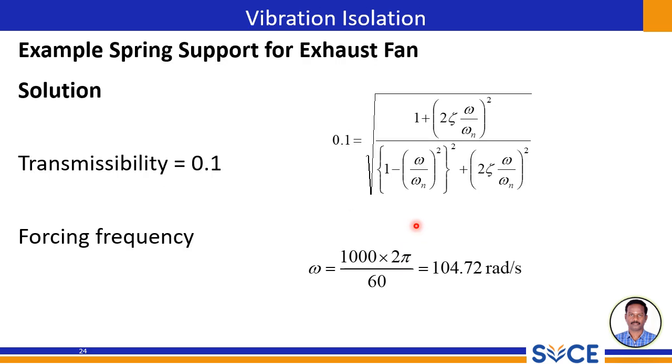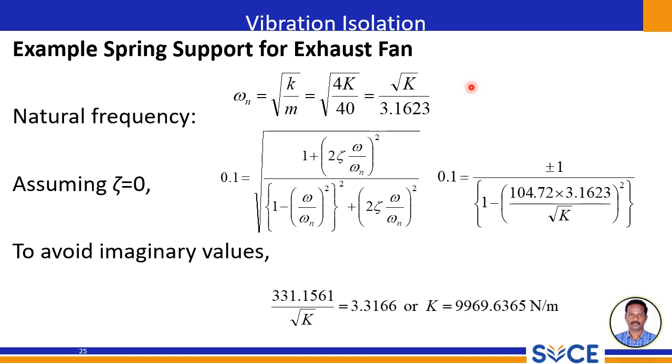Let's calculate the excitation frequency omega. Omega is equal to 2 pi divided by 60. Substituting n here, that is, we have to get it from the transmissibility ratio. Substituting it, we can get omega in radians per second as 104.7.